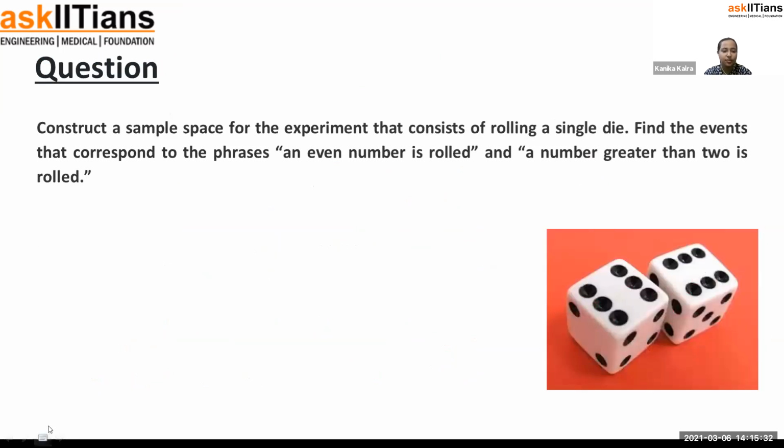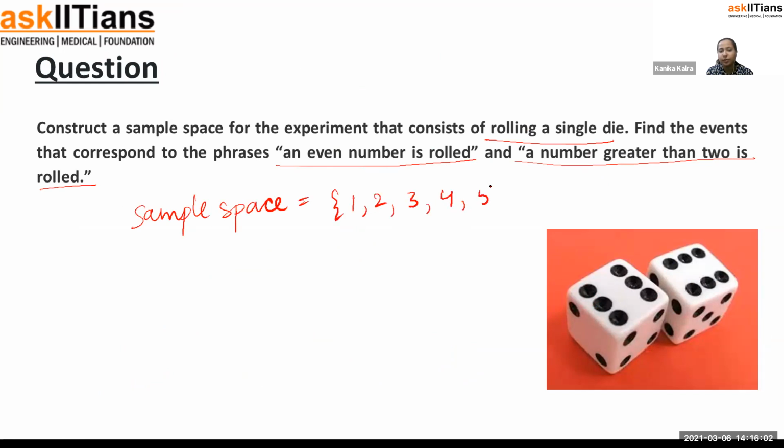Next is: construct a sample space for the experiment that consists of rolling a die. Find the events that correspond to the phrases an even number is rolled and a number greater than 2 is rolled. So we have to find the sample space first. In a die, there are 6 numbers: 1, 2, 3, 4, 5, and 6. So that's your sample space. Now you need to find the event that corresponds to an even number being rolled. Even numbers are 2, 4, and 6.